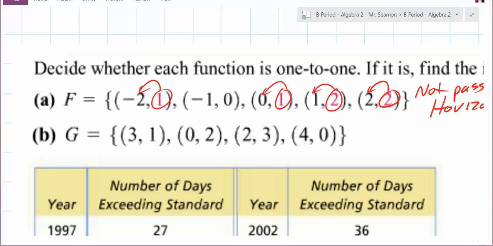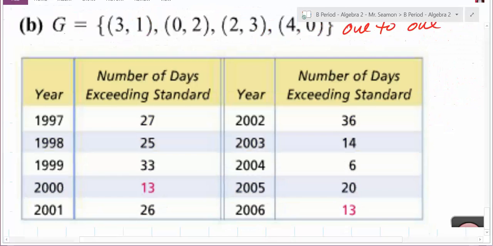Yeah, there's no repetition, just by those four points. Could there theoretically be other points? Yeah, but if the function is just those four points, this is one-to-one. What about this one? This table right here, is this one-to-one?